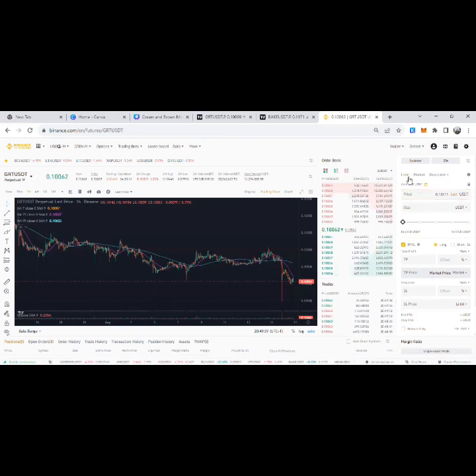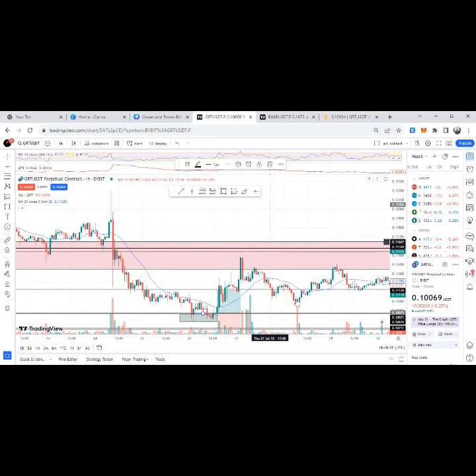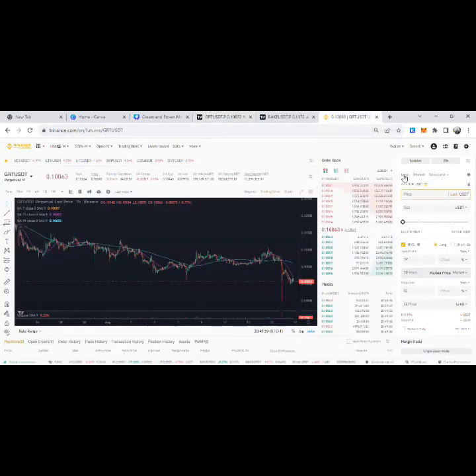Now, the limit order is what we want to use. So we want to enter at what price now? What is our entry price? Our entry price is at 0.10864. So the first thing for us to do is to click on limit, because we want it to enter at our entry price. We're entering at 0.64, am I correct? Yeah, that's it.